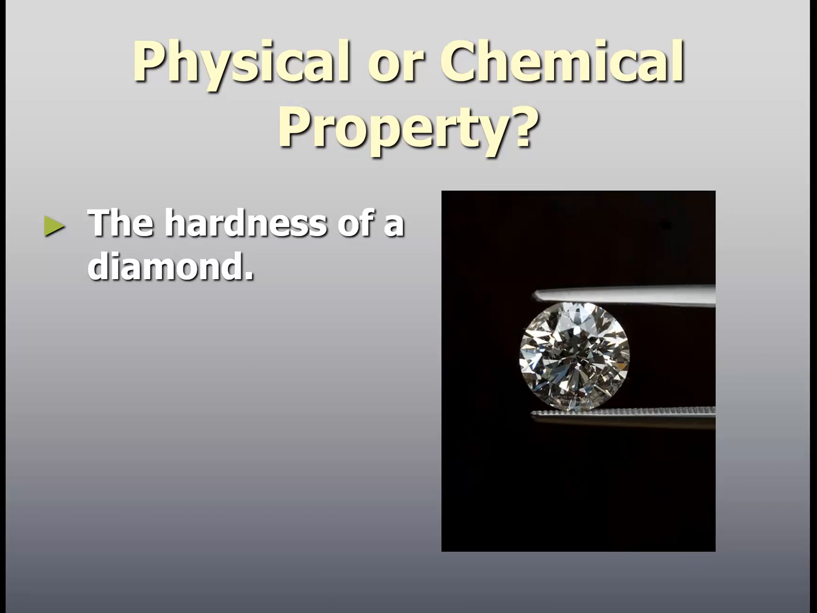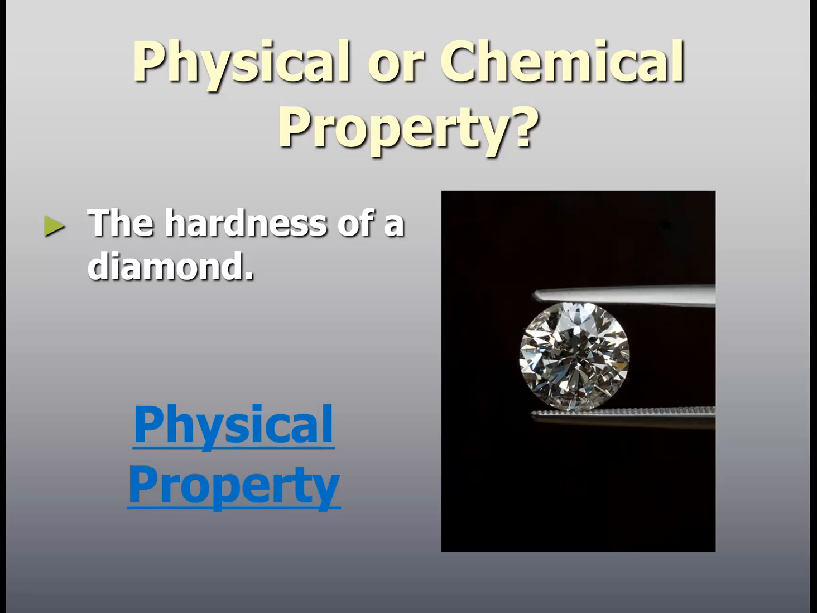Physical or chemical property. The hardness of a diamond. Please write your answer on your sheet. Because we're dealing with one of our five senses to look at this property or this characteristic, this is a physical property.